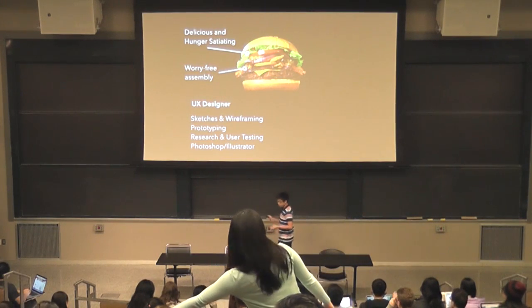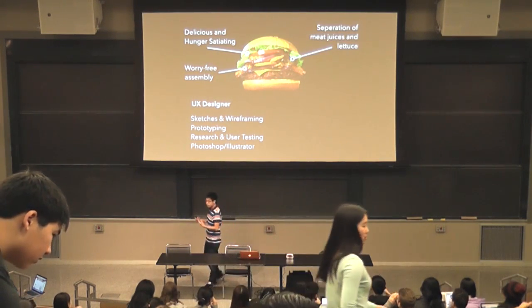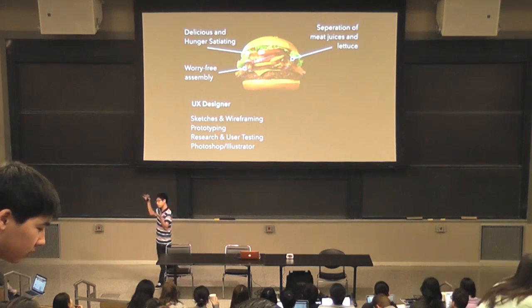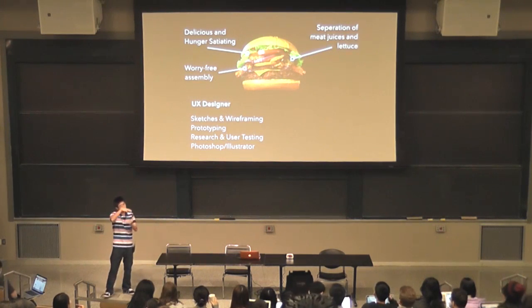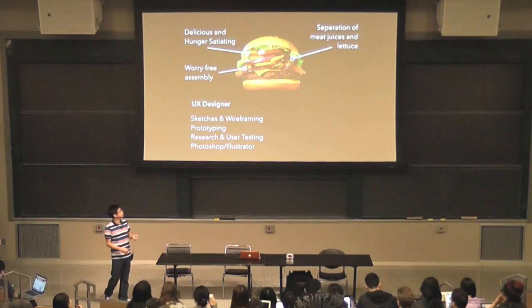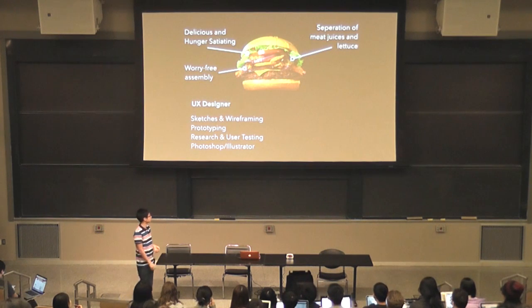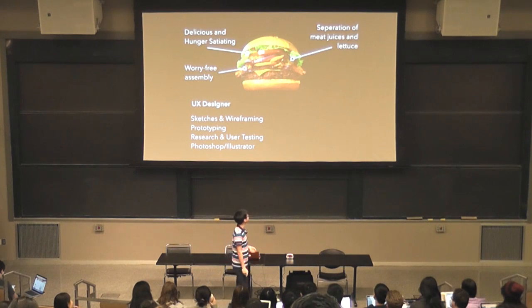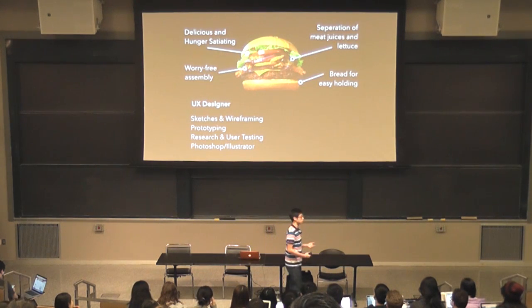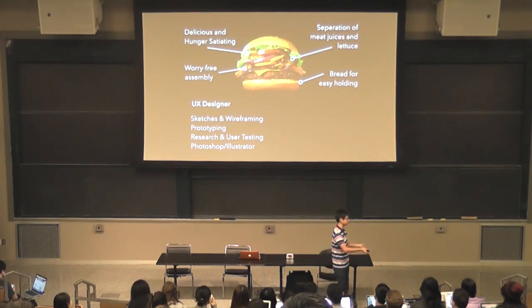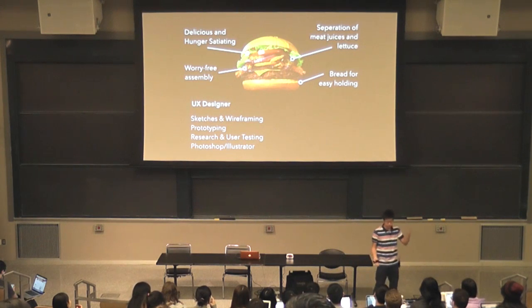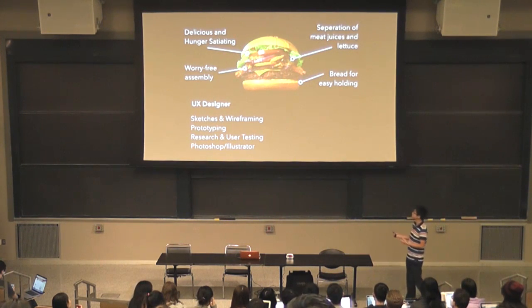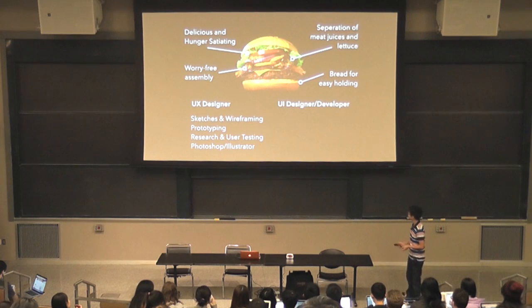So, all right, now the UI designer. They might be concerned about the actual assembly, how this thing is going to be put together. So the separation of meat, juices, and lettuce. You don't want your lettuce to be soggy. That's something that they may be testing and considering. Bread for easy holding, so how the user is actually going to interface with this burger. You don't want to put two patties because that's gross. And you want something not sticky and juicy. The UI designer makes it all work.